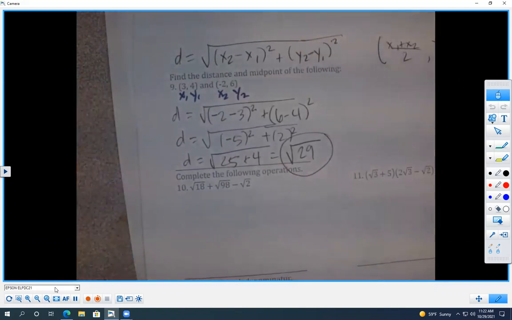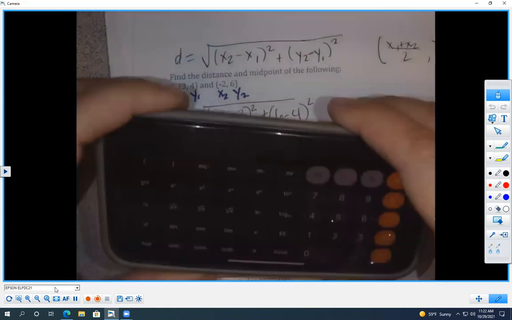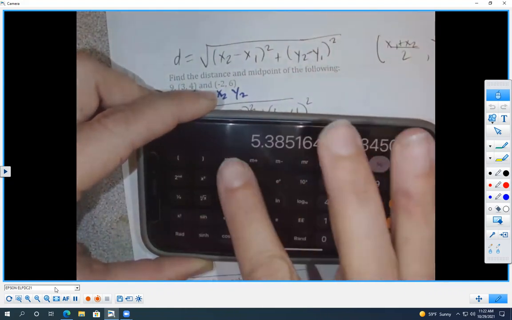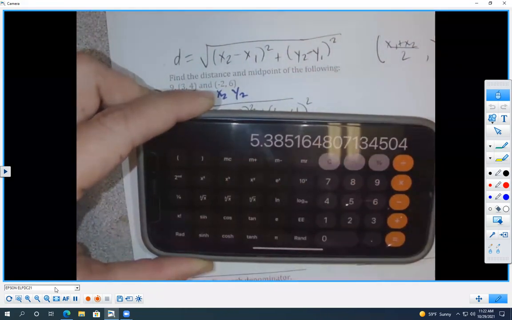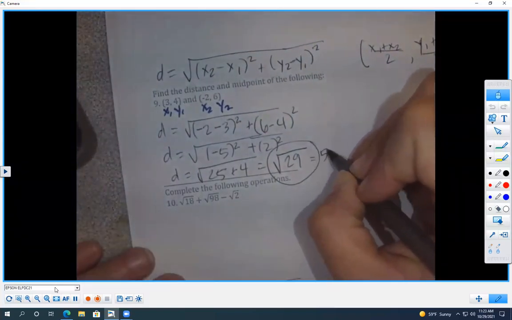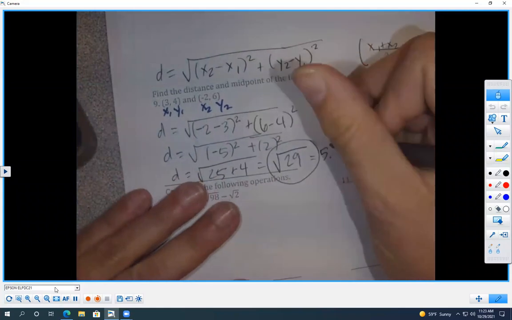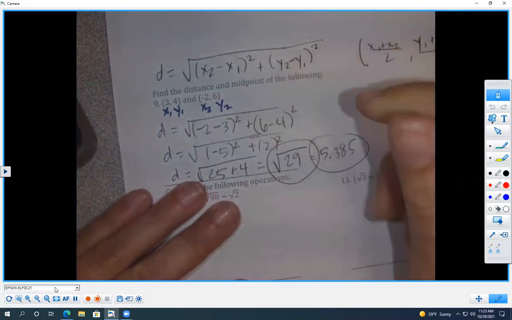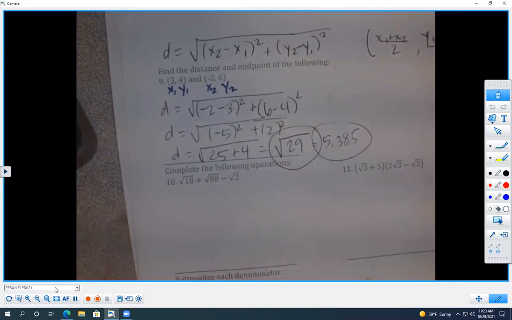You could get a decimal approximation for that, and if you did, the square root of 29 is 5.385. You want us to put the decimal down? Just whatever it says. This didn't say, so it doesn't matter. But if it says a 3 decimal approximation, that would be what the 3 decimal approximation is.